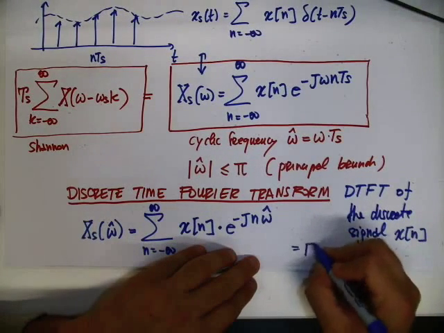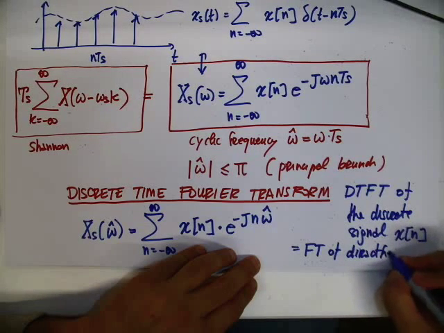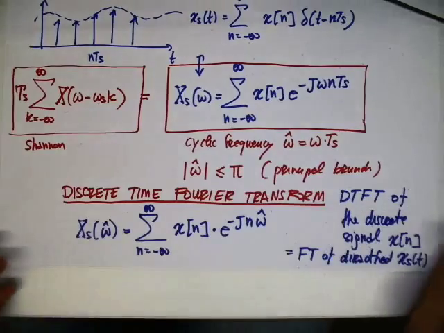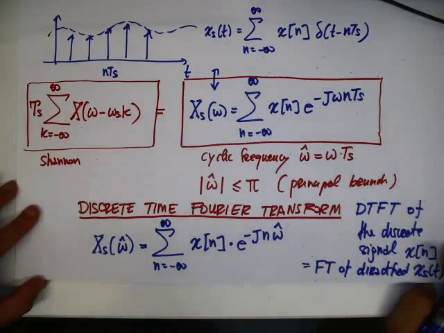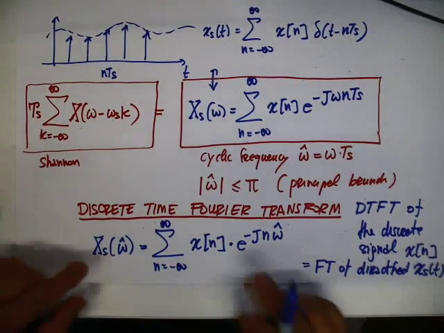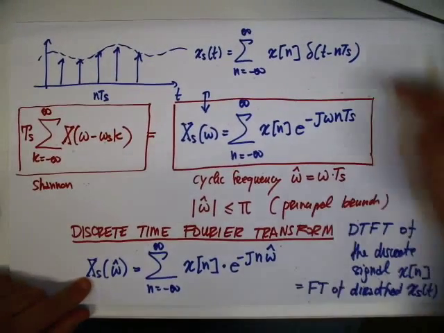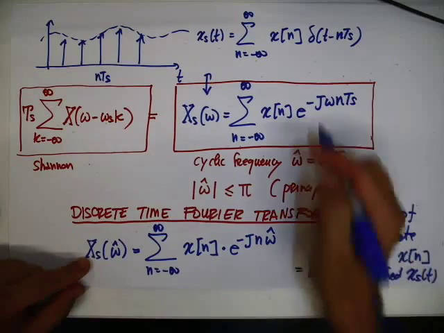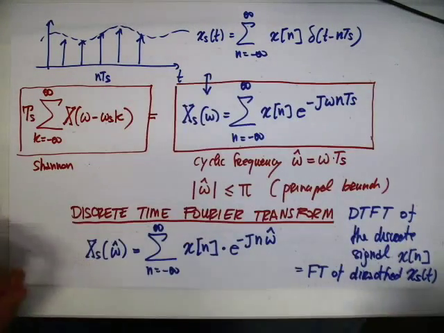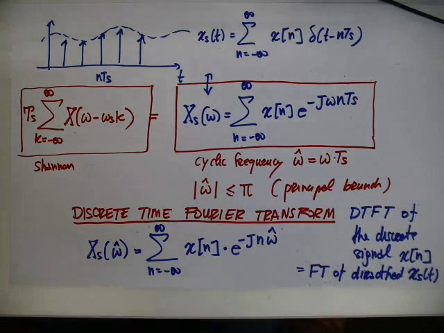And this is equal to the Fourier transform of the Dirac-ified signal x_s(t). Okay? So here, we have two definitions. We can look at this quantity as the Fourier transform of the Dirac-ified signal, which we also define as the discrete-time Fourier transform of the discrete signal x[n]. So it comes naturally, as the Fourier transform of the Dirac-ified signal.